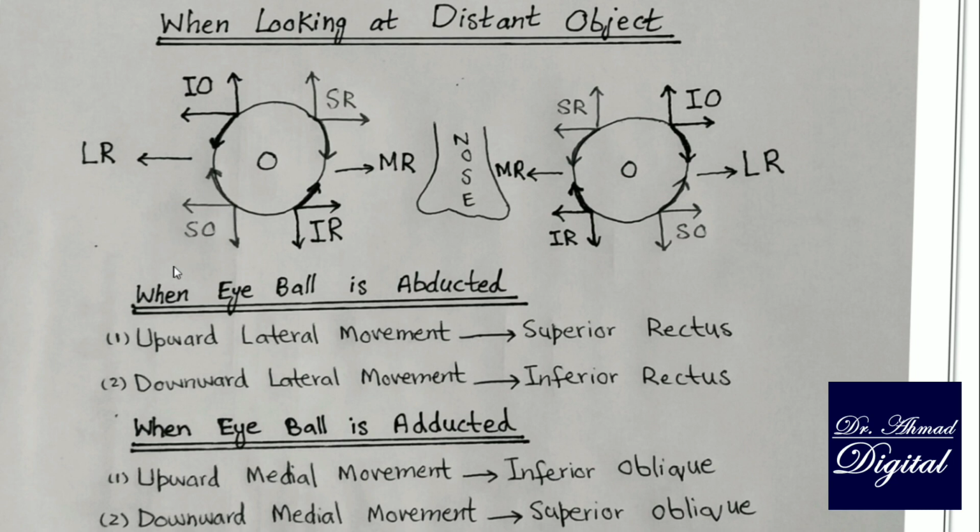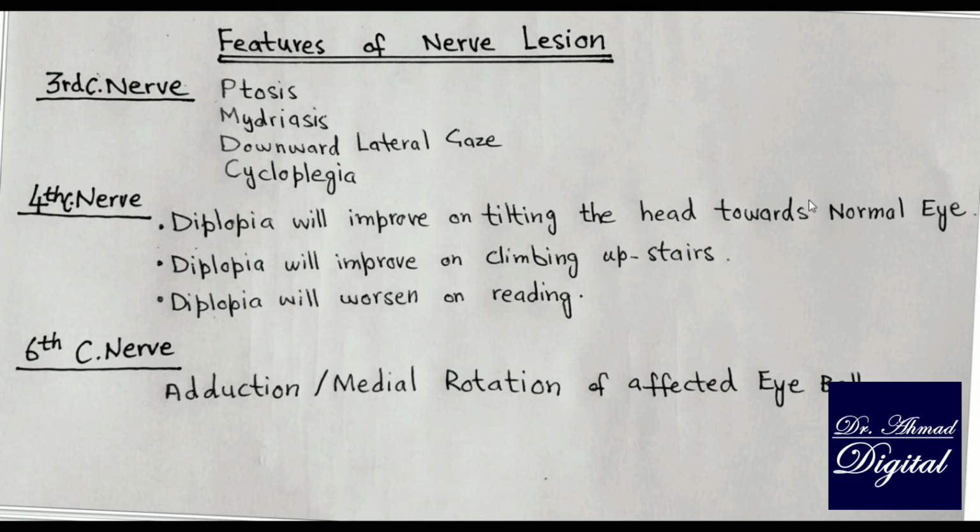So these directions of the movements will be lost, and the rest of the muscles will be functioning properly, and these will pull the eyeball in the upward medial direction, so this diplopia will improve on tilting the head towards the normal eye. This is the clear cut clinical feature of fourth cranial nerve injury.